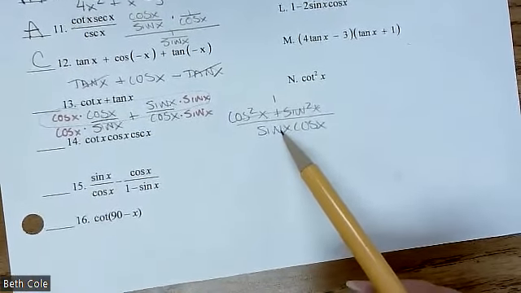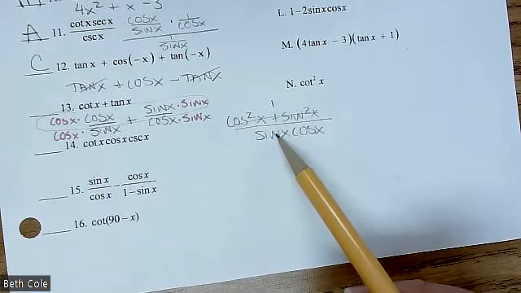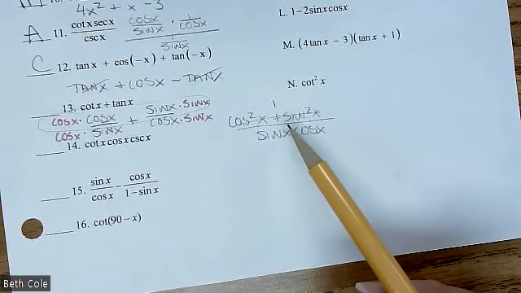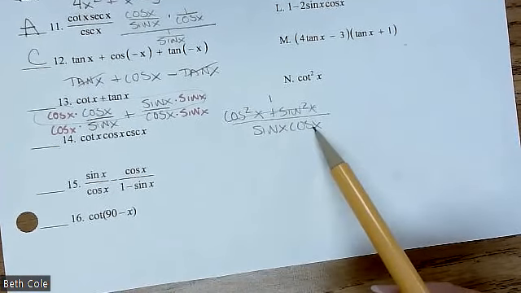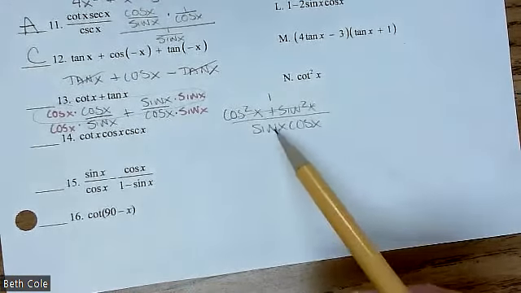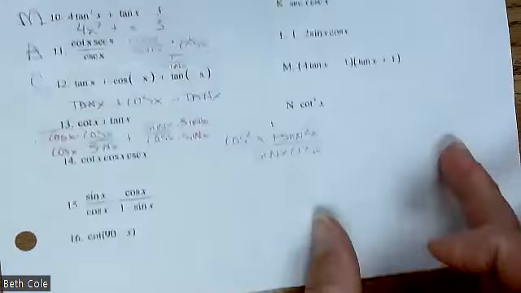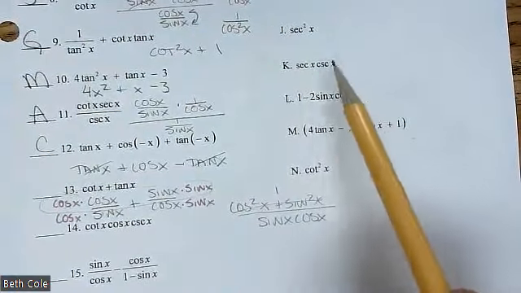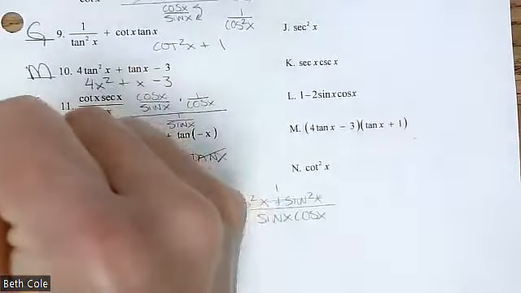So what's your reciprocal for sine? Cosecant, and your reciprocal for cosine? Secant. So you want something that's, and I don't know what order it would be written in, but K. K is in koala.